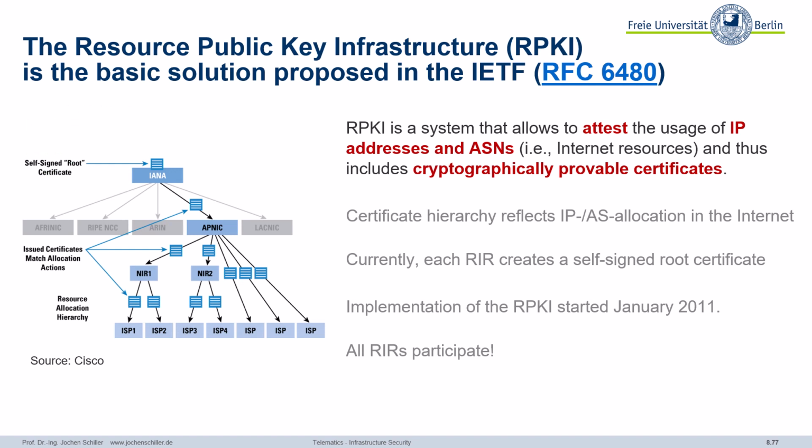RPKI, that's the Resource Public Key Infrastructure. Here we are again. So again, we are in the context of a public key infrastructure, and that's the basic solution proposed by the IETF. And PKI, okay, you know this. There must be somewhere a root of all of this. IANA. That's why we have the root certificate of all of this. So this RPKI is a system that allows us to verify, to attest the usage of IP addresses and ASNs.